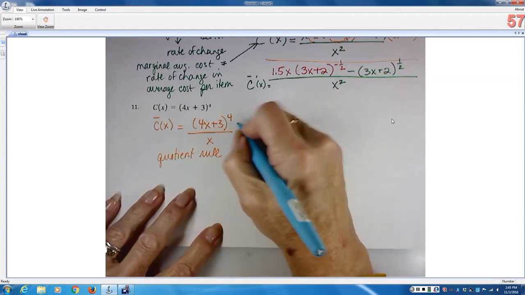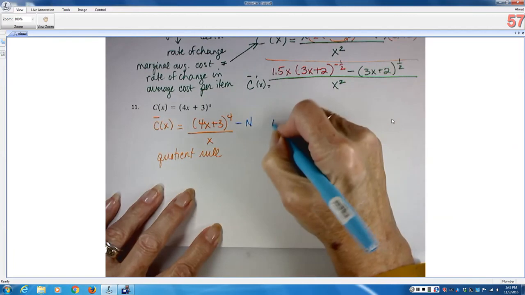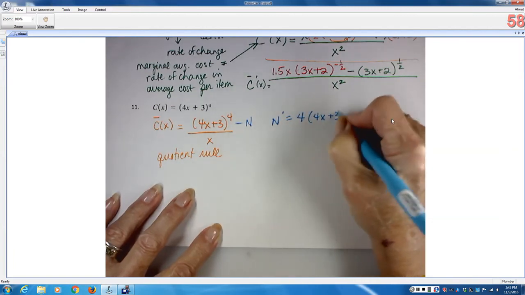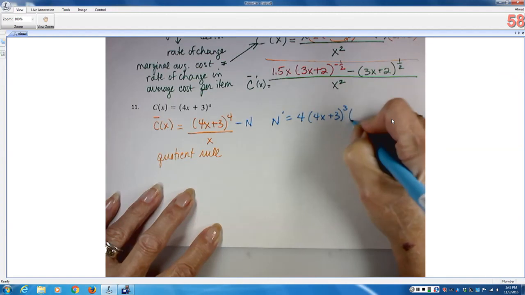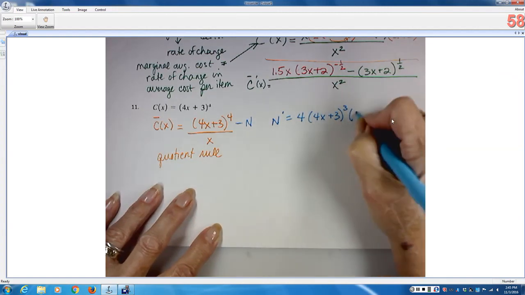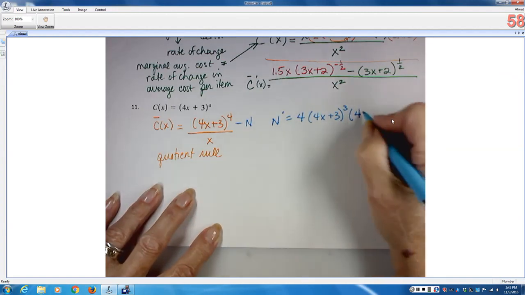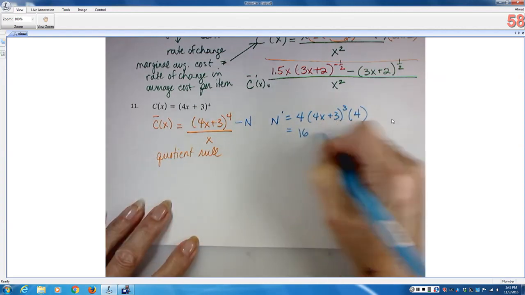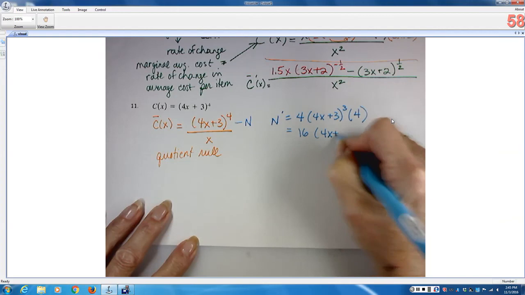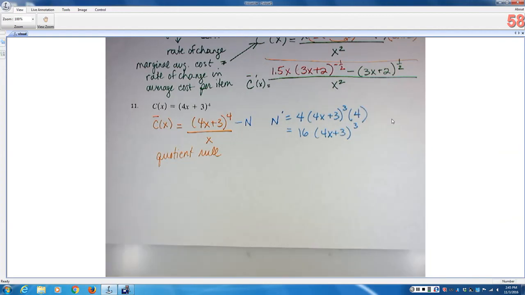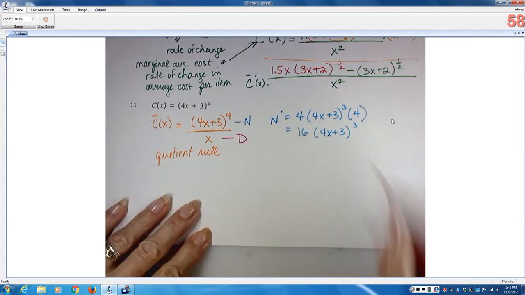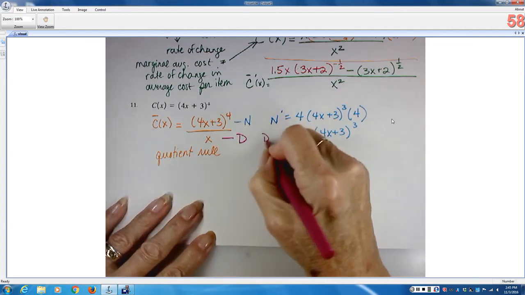So here's your numerator. And n prime is going to be 4 times 4x plus 3 to the third times derivative of 4x is 4, derivative of 3 is 0, so we'll leave it alone. And it's okay to just go ahead and call that 16 times 4x plus 3 to the third. And fortunately, the derivative of the bottom, the denominator, is 1.